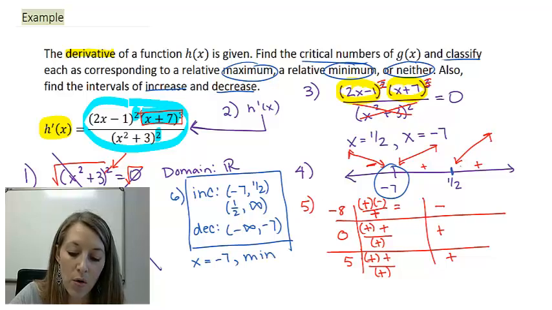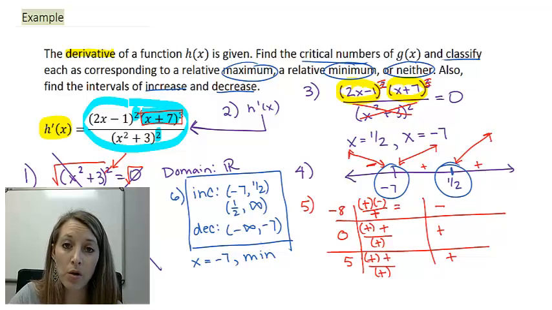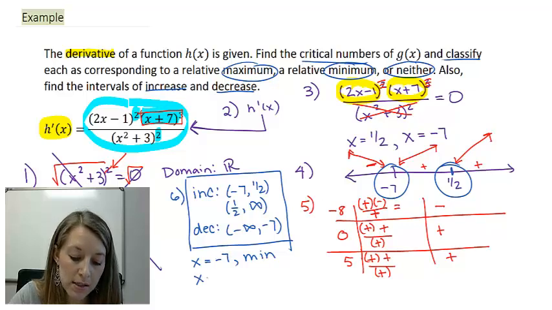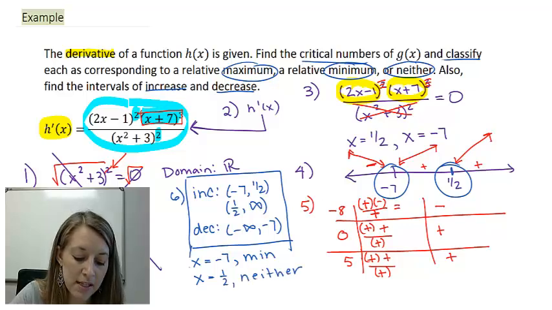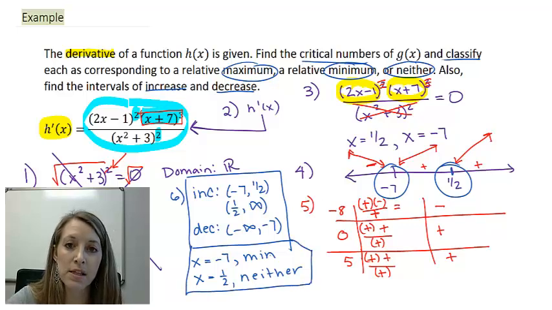I have a critical value at 1/2. That one is neither a low point nor a high point on the graph because it doesn't switch between increasing and decreasing. So x equals 1/2 is a neither. Now what that's actually doing on the graph is that's a plateau on the graph. It flattens out for a bit and then it goes back the same direction that it's coming from.